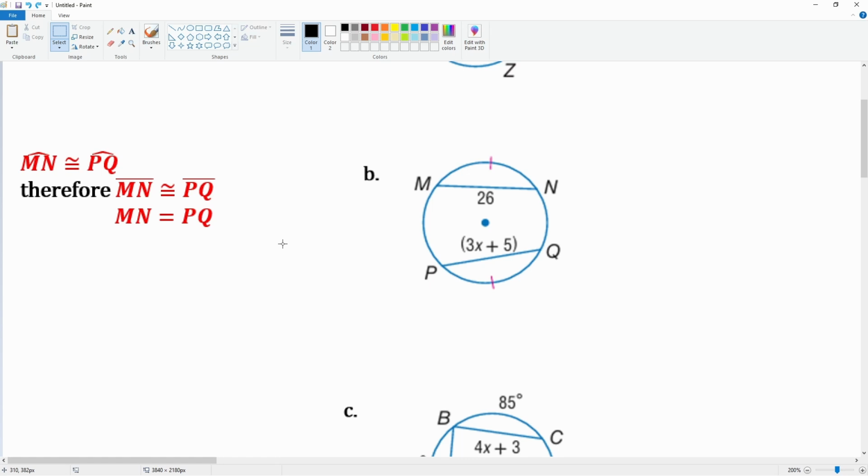26 is equal to 3x plus 5. Minus 5 from both sides. Divide by 3. You get x equals 7.